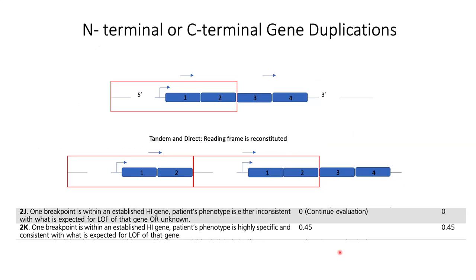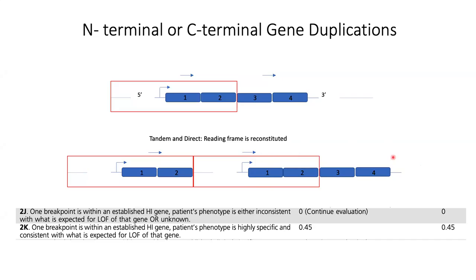And finally, I wanted to talk a little bit about 3' or 5' duplications that extend beyond the gene. If you have a duplication, we know from those studies that we were discussing previously that they usually occur in tandem. So if you take this 5' duplication, and the same applies with 3' duplications, just for illustration here, if you take this 5' end of the gene, exons 1 and 2, and insert it right after it in tandem, the reading frame of the gene is reconstituted, meaning that this gene can actually express normally and not lead to disease.